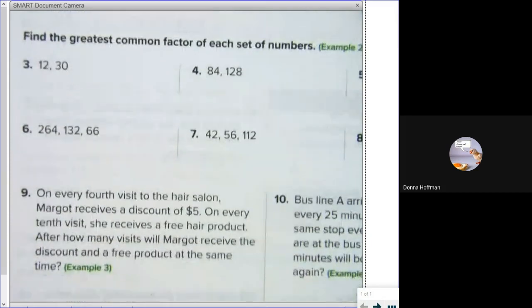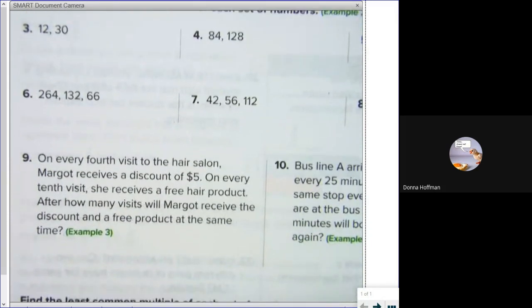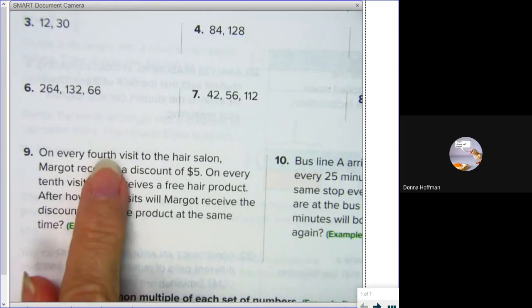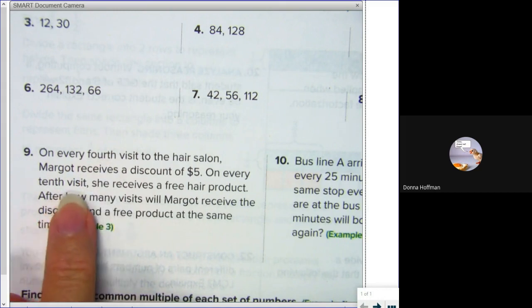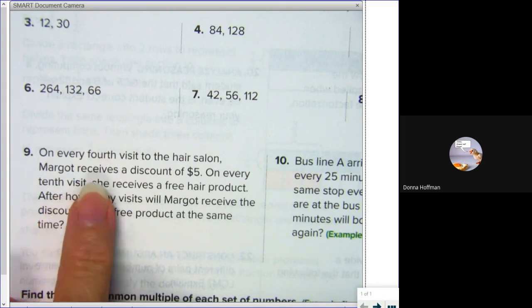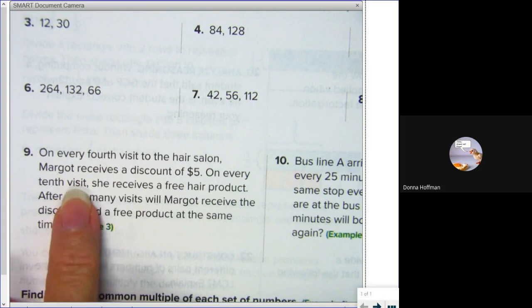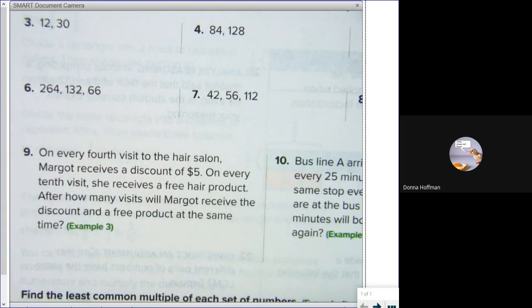Number 9 and number 10, those are definitely going to be events. And anytime I see numbers written out ordinally, which means fourth, it's an ordinal designation, on every 4th visit to the hair salon and then every 10th visit to the hair salon, you would skip count by 4 and skip count by 10 to see where that next event is going to happen, where the person is going to receive both the discount and the free product at the same time.